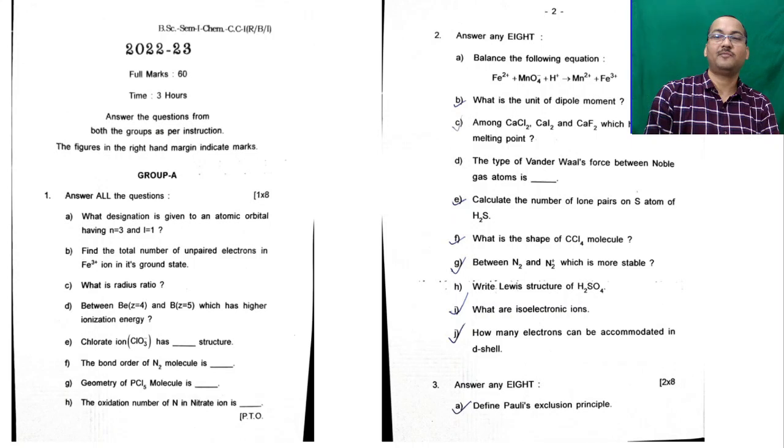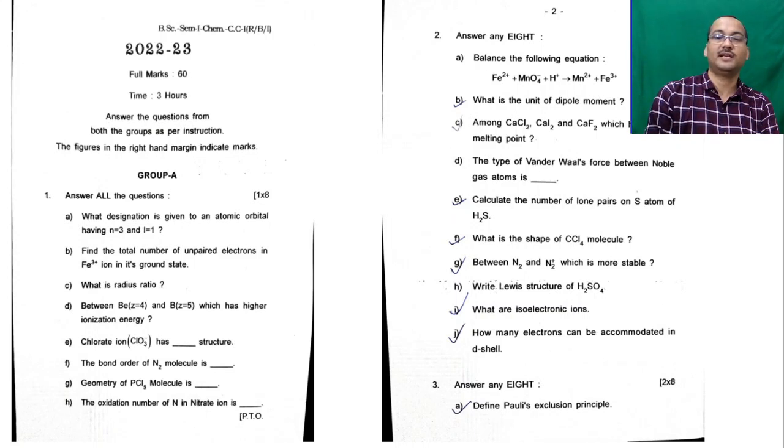Calculate the number of lone pairs in sulfur atom in H2S. What is the shape of CCl4 molecule? Between N2 and N2+, which is more stable? Write Lewis structure for H2SO4. What are isoelectronic ions? And how many electrons can be accommodated in d subshell? So this is all about question number 2, which carries 1.5 marks.